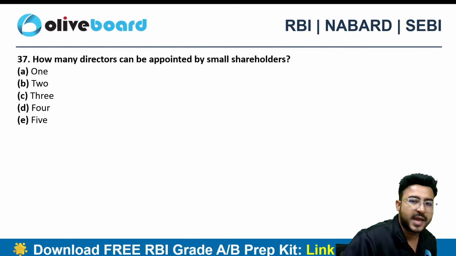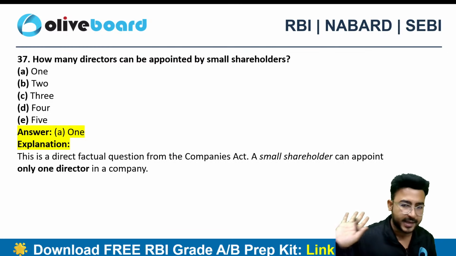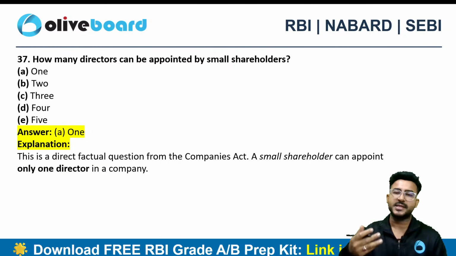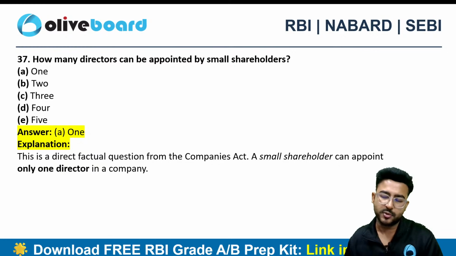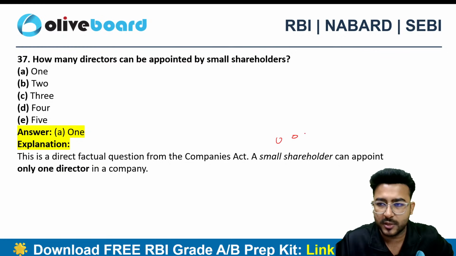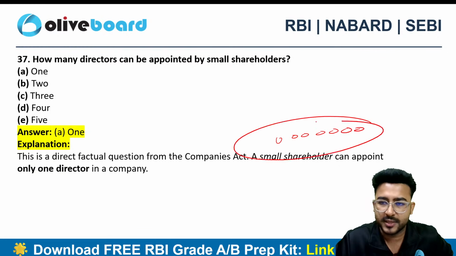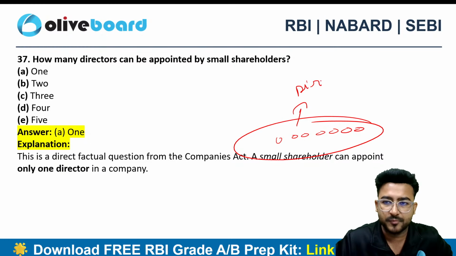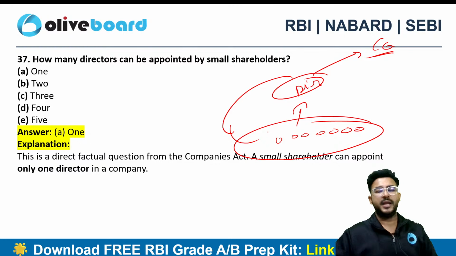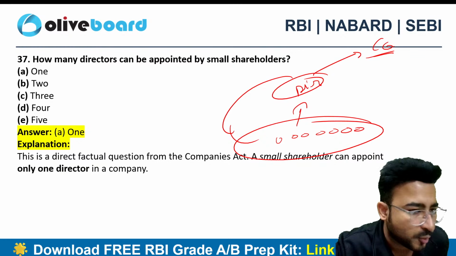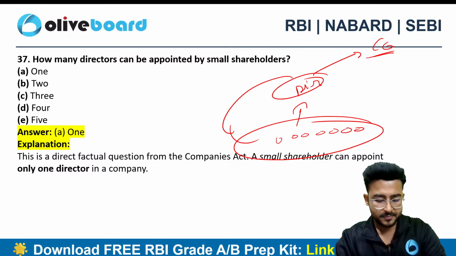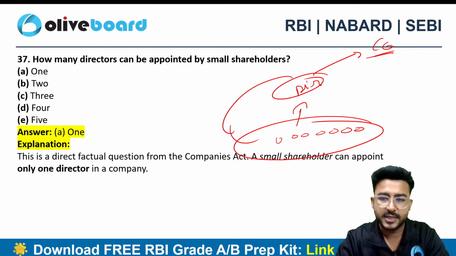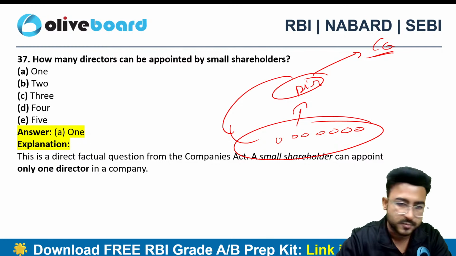How many directors can be appointed by the small shareholders? Obviously, you can appoint only 1 director, which will represent the interest of the small shareholders. Now, so many small shareholders are there in the company. So what they can do is appoint their own director, so that this director is representing their interest, right? If they have any query or any issue, this director is there to take care of any issue faced by the small shareholders.